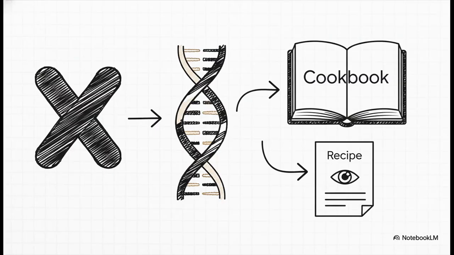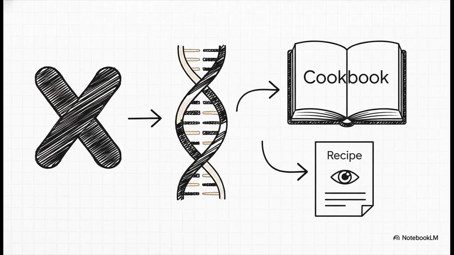And on these chromosomes, we find something called genes. Genes are basically functional segments of DNA. So if you think of the entire DNA molecule as a giant cookbook, then a single gene is like one specific recipe. It contains the instructions for one particular trait, like your hair color or eye color, which you inherit from your parent.